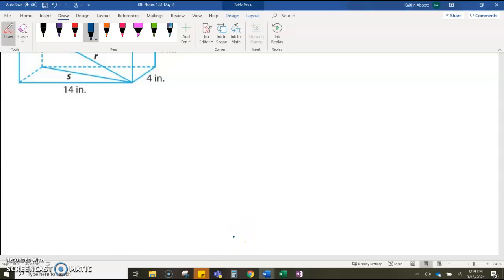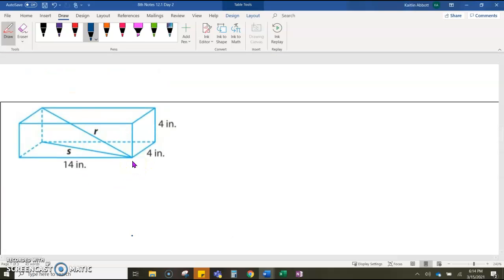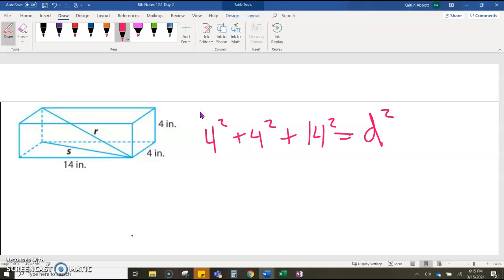I think we have time for one more, hopefully, if I can see the timer. Yep, we got 4 minutes. So let's get this done. I need length, width, height. We can pick any order of these. So I'm going to do 4 squared plus 4 squared plus 14 squared equals, let's do D squared, for D for diagonal, even though there's an R here. We can pick whatever letter we want.